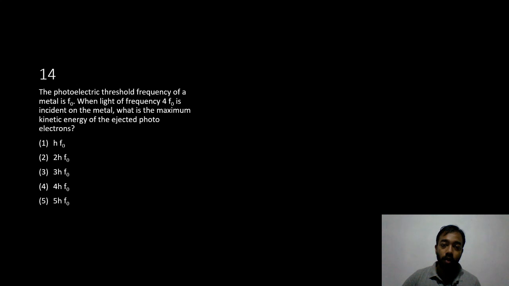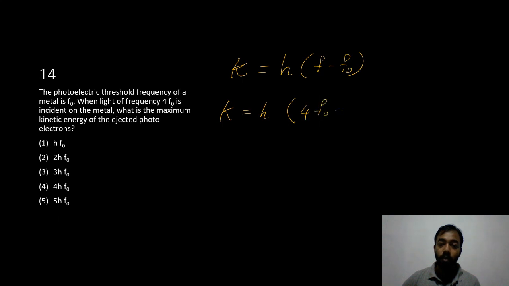So the equation that we can use here is the maximum kinetic energy K is equal to h(f minus f0). Here f is the frequency of the incident light and f0 is the threshold frequency. So you can directly apply the values to this equation: h times (4f0 minus f0). So the maximum kinetic energy of the ejected photoelectrons is 3hf0. Right.